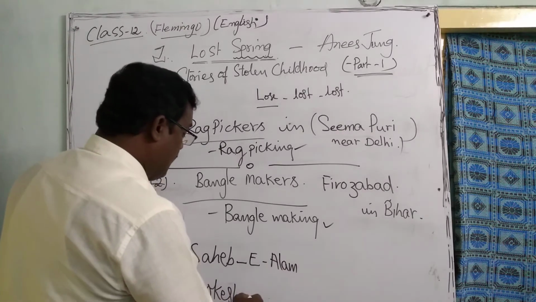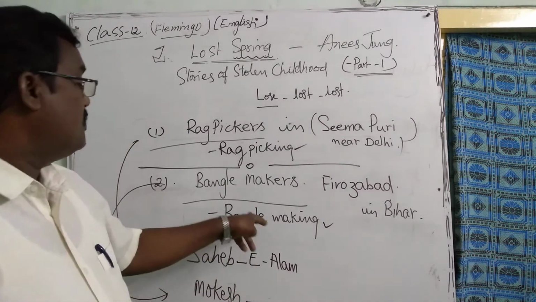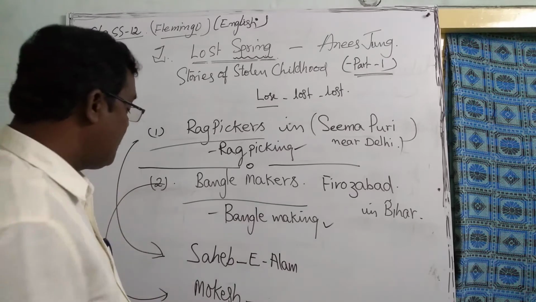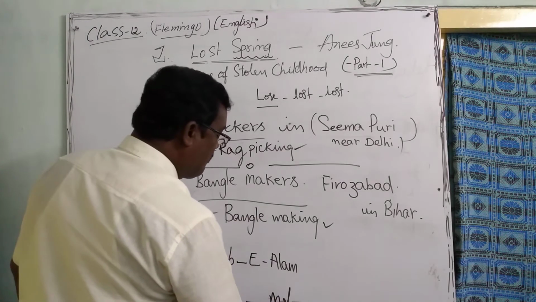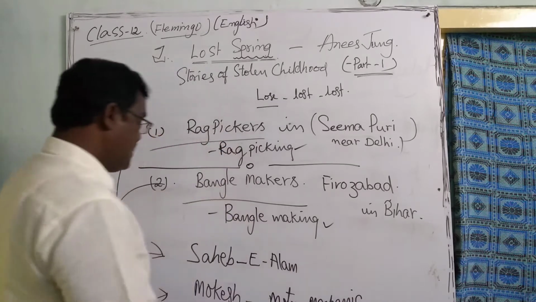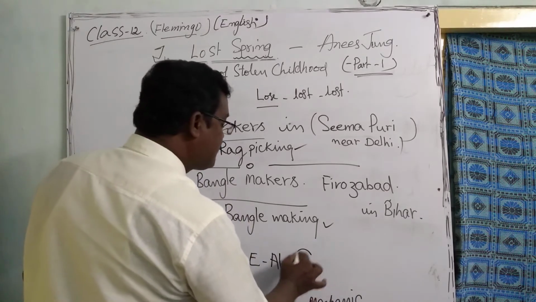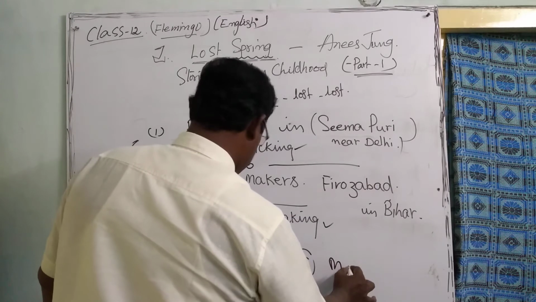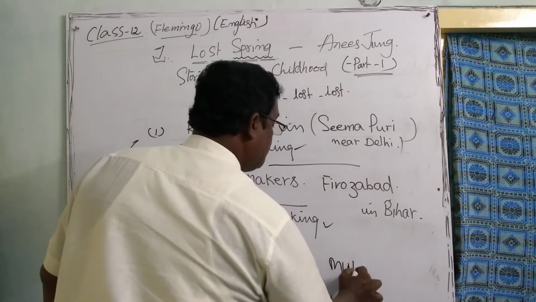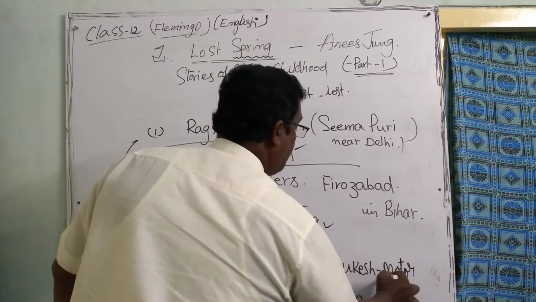Mukesh. Actually, he was born in a family where all the family members are doing one profession, that is bangle making. But the boy who was born in the family of bangle making wanted to become a motor mechanic. My dear students, there are two characters. One is Saheb-e-Alam, first part of the lesson. Second part of the lesson, Mukesh. Mukesh wanted to become a motor mechanic.